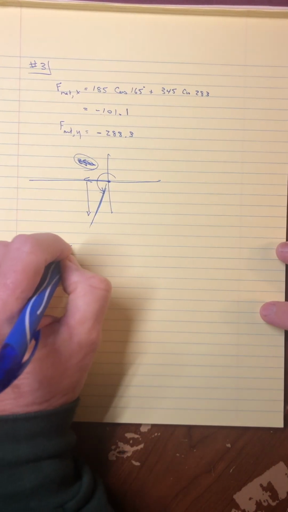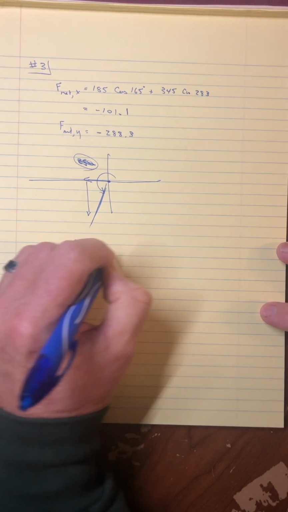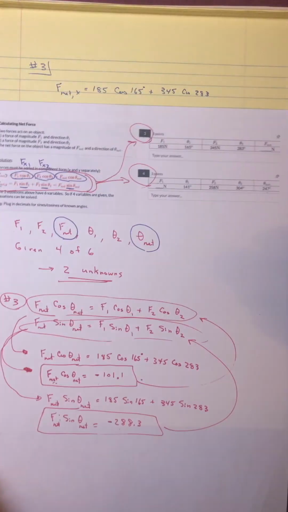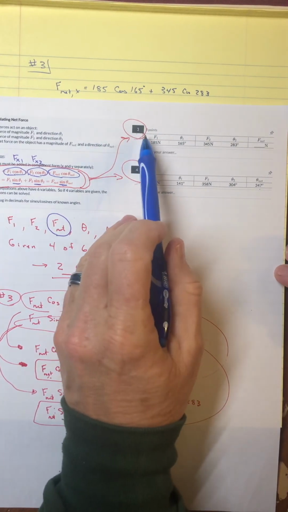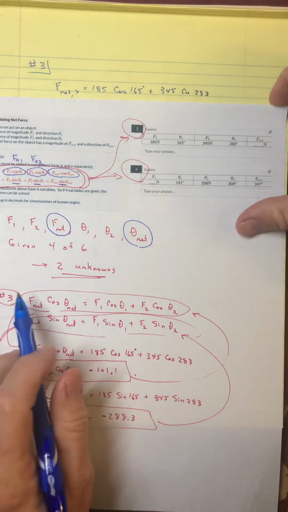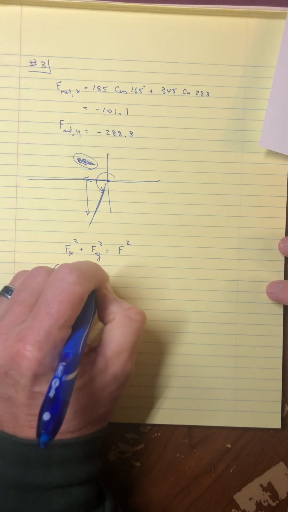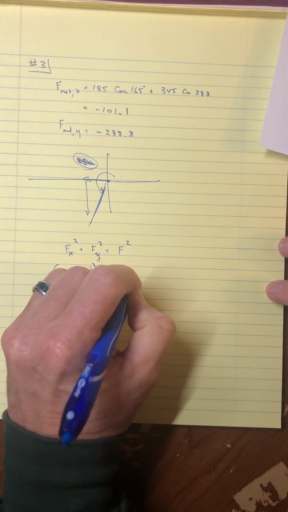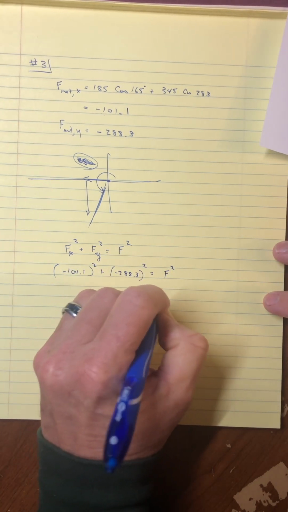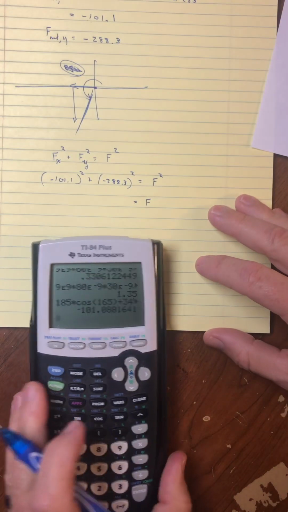We could then just say, look, we have the x component, so if we square that, and then we take the y component and we square that, we get the total magnitude squared. And that avoids the angle altogether, and that would be a better approach for number 3, because number 3 never asks us to find the angle. And so I should have just put in the negative 101.1 and squared it, and the negative 288.3 and squared it, and got the force squared. And then just with a couple of steps in my calculator, I would be done. I wouldn't have to go through any of the trig stuff.